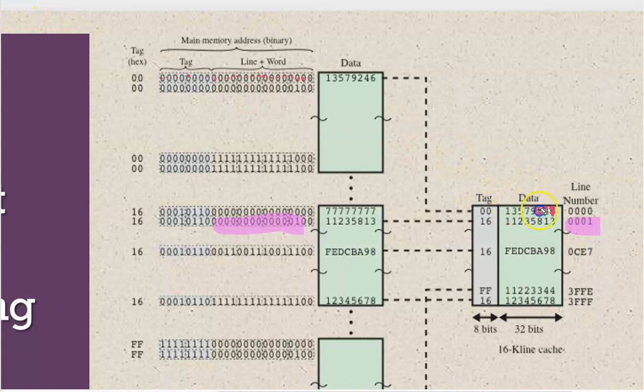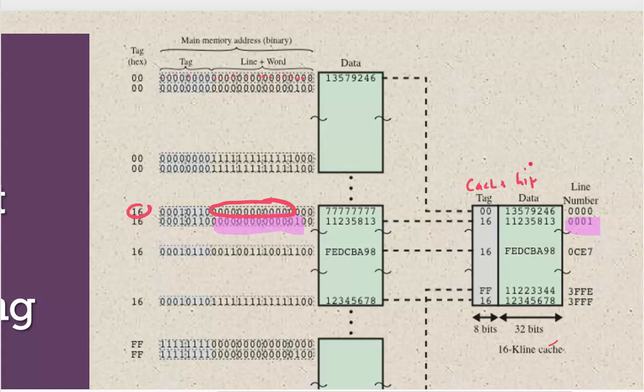Okay, same case over here. If I wanted to map, oh, we have a different line number here. 0000, this is our field, and this is our tag. So see, it is not mapped onto this cache line, which means that if our CPU requests for this data that belongs to this address, which is line 0, tag 16, and it looks over to this cache, it's not going to be there.